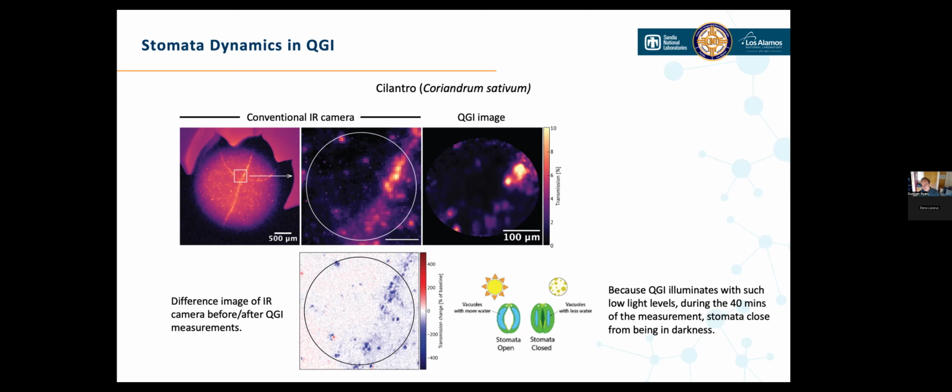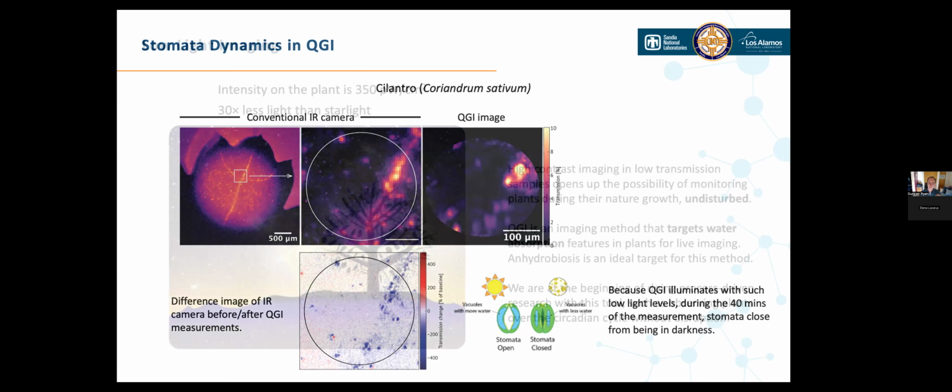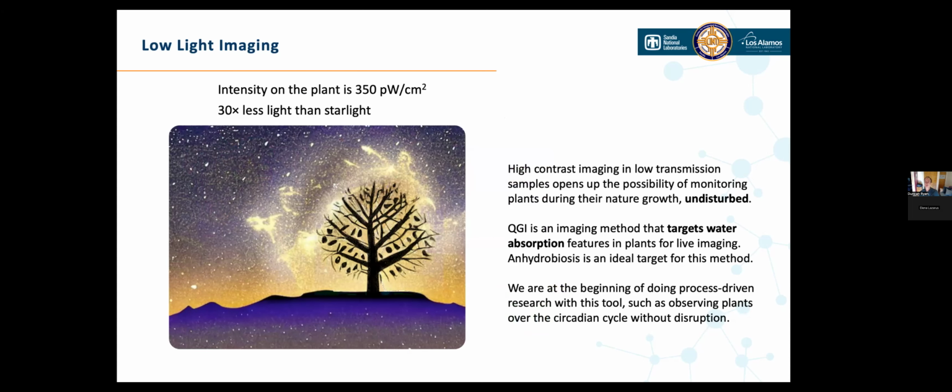When you're talking about a microscopy method that might interfere, anything that has high light levels is going to be a problem, because it's going to be interacting with that sample and essentially causing it to change at the time. Quantum ghost imaging is such low light. It's actually 30 times less intensity than a plant would experience just under the stars on a moonless night, just the stars.